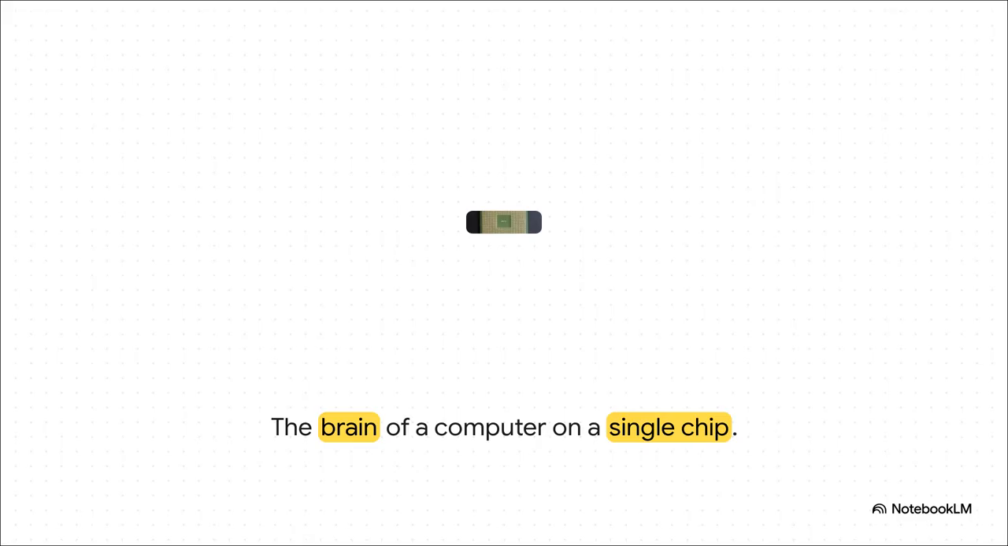And this is the amazing result of all that integration. What you're seeing is a microprocessor. It's the entire central processing unit, the actual brain of a computer, on a single chip. And it doesn't have thousands of transistors, it has billions. Every single smartphone, every laptop, every modern device has one of these.